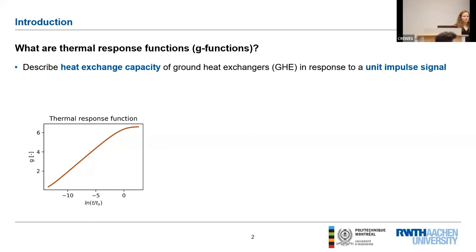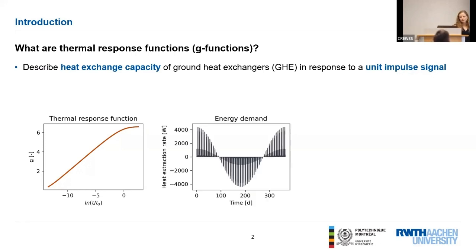Then back to the unit impulse signal. This can be, for example, 1 watt of energy extraction from a borehole, but also 1 Kelvin of fluid temperature difference between the water entering and leaving the borehole. And as an example, here you can see the energy demand as heat extraction rate in watts from a building over 1 year. So there's a heating demand in the winter months and a cooling demand in summer.